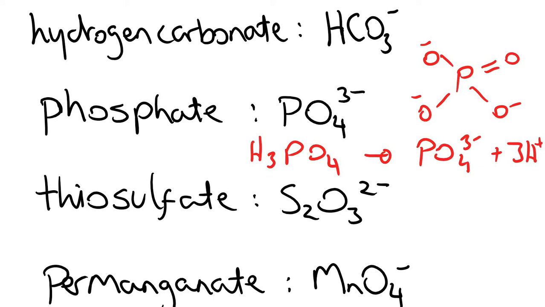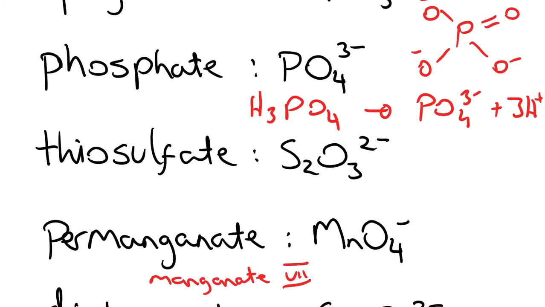MnO4- is the permanganate ion, also known as manganate(VII) because of the oxidation number on the manganese ion.